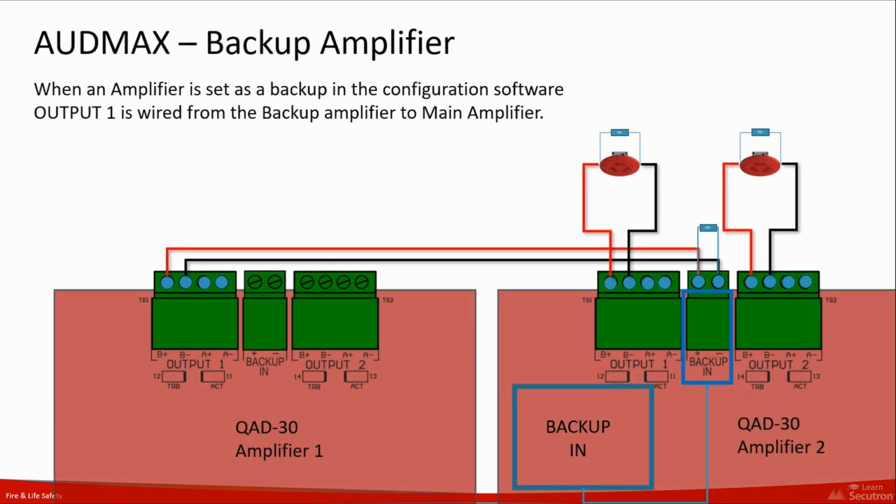The system supports the use of a backup amplifier to ensure uninterrupted audio output in case of a primary amplifier failure. When configured in the software, the backup amplifier's output 1 is wired to the primary amplifier. This redundancy guarantees that critical audio notifications, such as emergency messages, are maintained even if an amplifier experiences a fault. Proper configuration and wiring of the backup amplifier is needed to provide for this application.